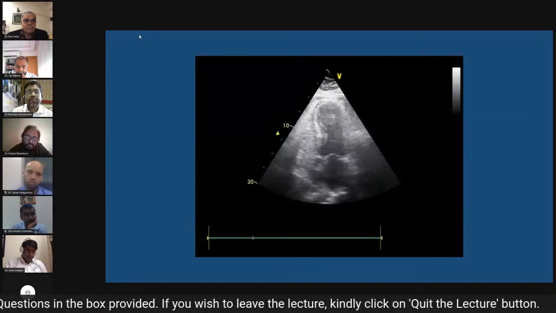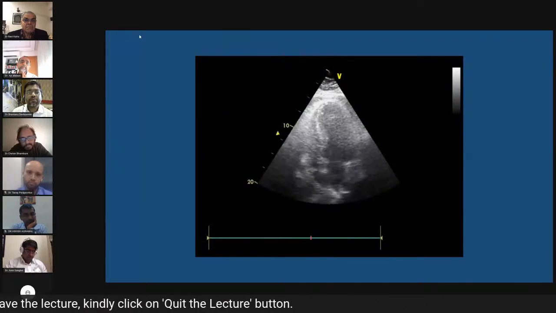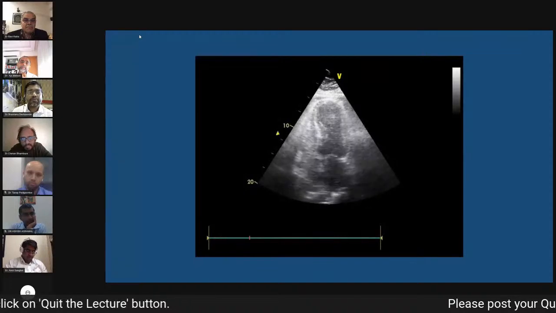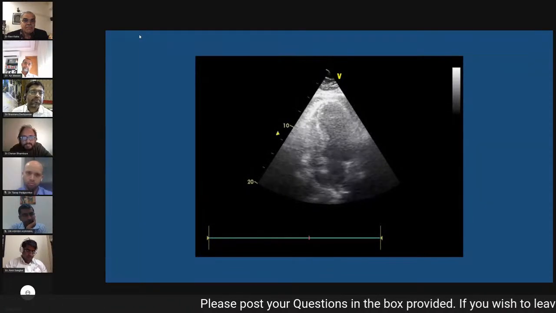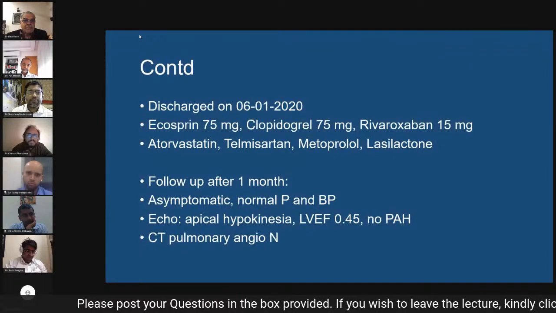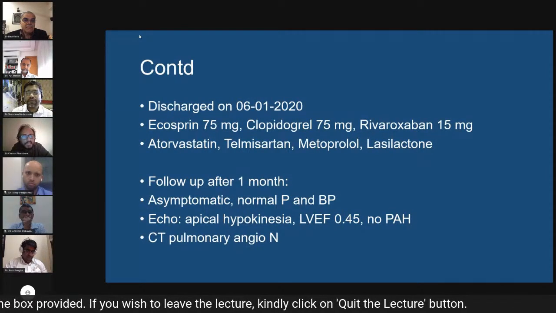Again, the patient was not willing for a esophageal echo. I did a contrast study with transthoracic echo and could not find any evidence of a left to right shunt. Again, he was absolutely fine. I discharged him on the 6th of January.